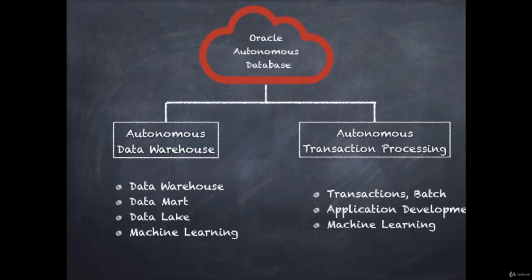There are two editions that are specifically tailored to workloads for the autonomous database. Oracle Autonomous Data Warehouse is tailored to data warehousing, data marts, data lakes, and machine learning workloads. Oracle Autonomous Transaction Processing, on the other hand, is tailored to online transaction processing, batch reporting, IoT, application development, and also some mixed workload environments. So I will go a bit deeper on each of them.